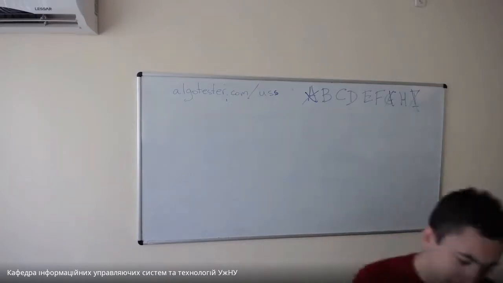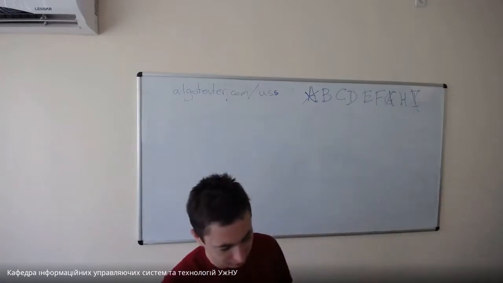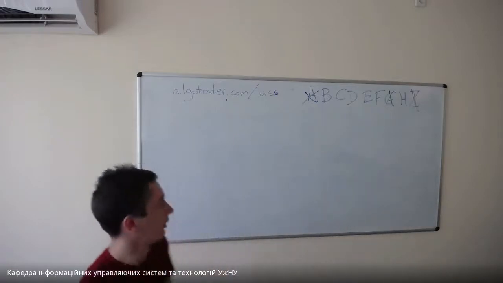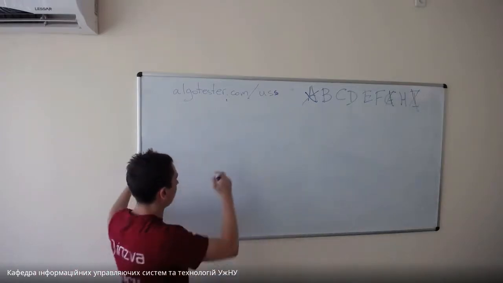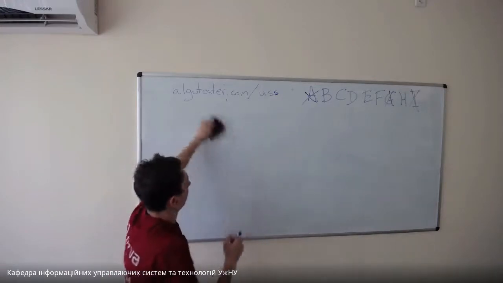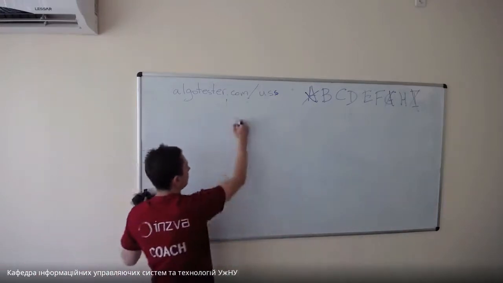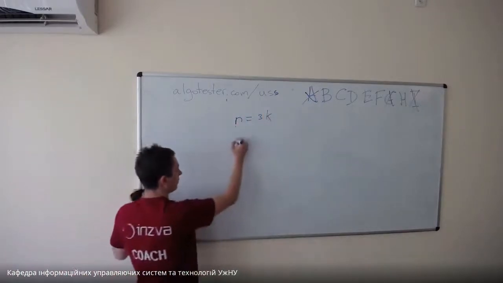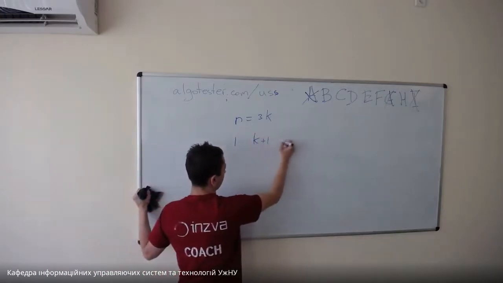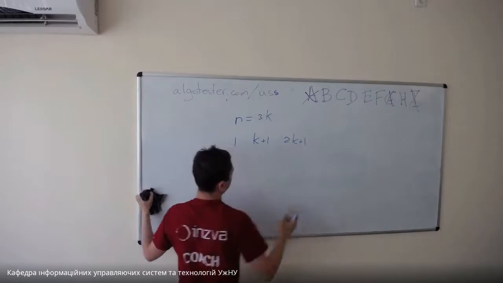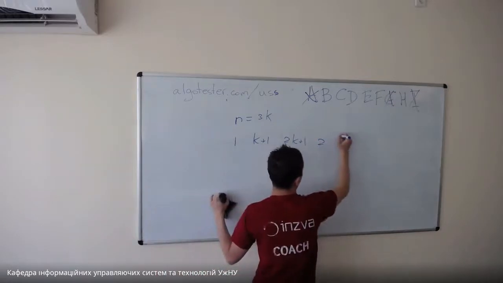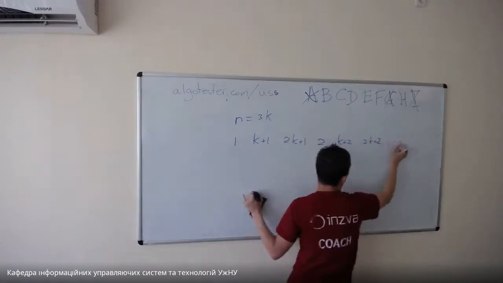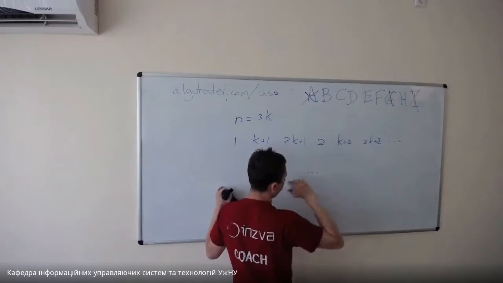by the brute force algorithm, or just by writing a bunch of ways to put them on a paper, and the pattern is the following. Let's first imagine that n equals 3k, n is divisible by 3. Then we do the following: 1, k plus 1, 2k plus 1, then 2, k plus 2, 2k plus 2, and so on.